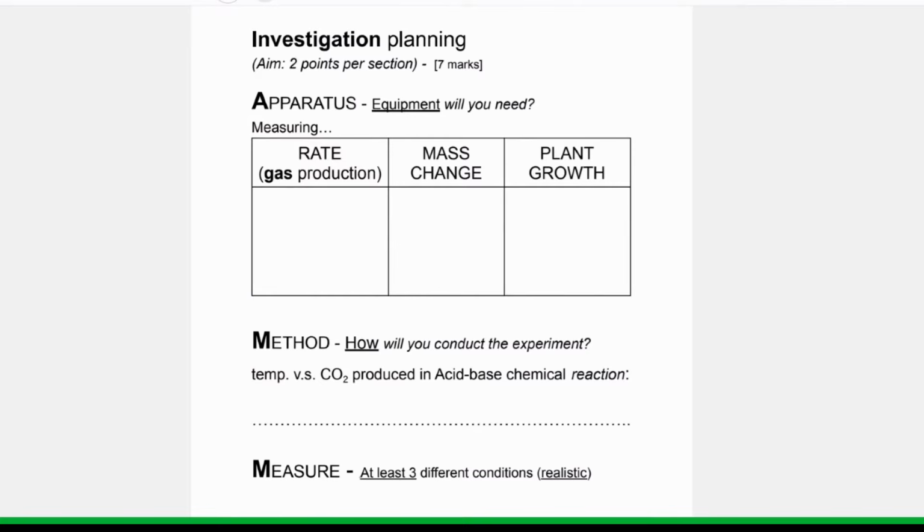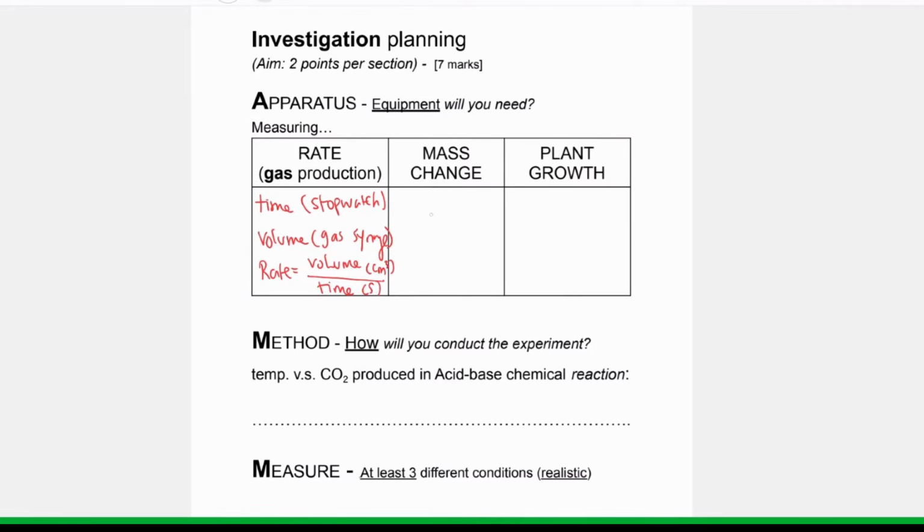In a rate of reaction question where you're, for example, measuring the rate of gas production, you'll need to measure the time taken for a specific volume of gas to be produced. To measure time, you'll need a stopwatch. To measure volume, we'll need a gas syringe. And you'll calculate the rate by doing volume over time. Volume has to be in cm cubed and time in seconds.